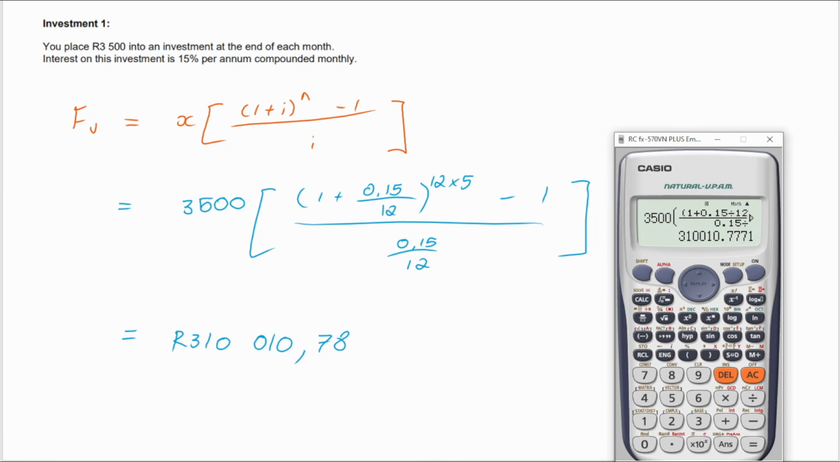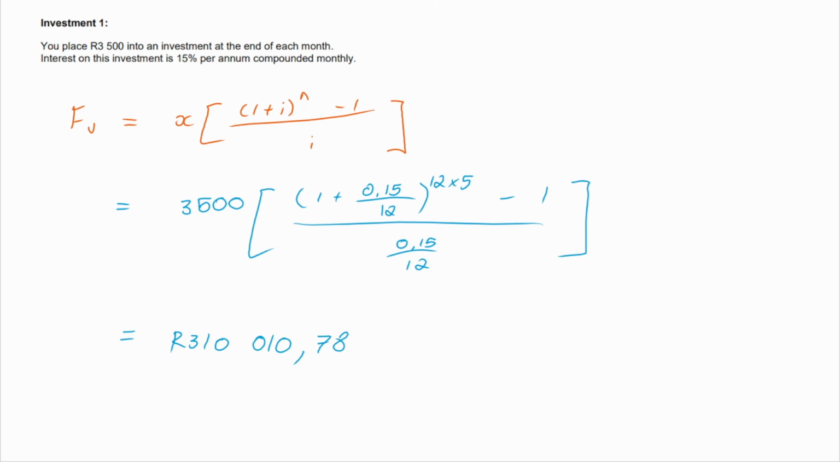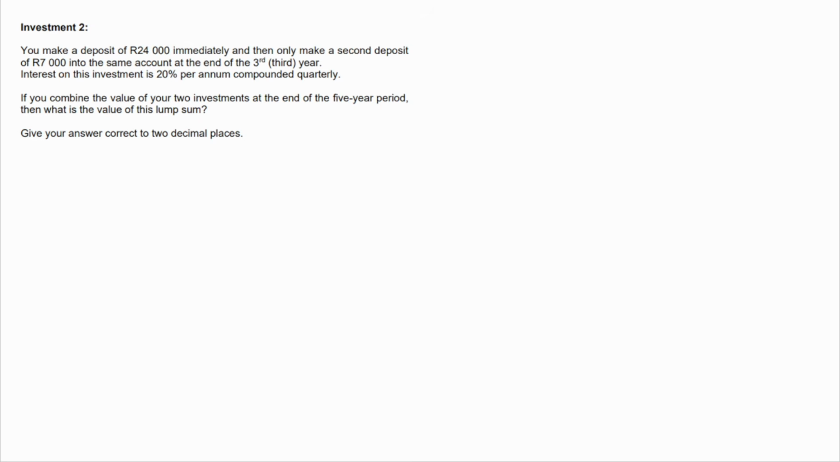All right, so this is just for investment 1. So I think it's useful to split them. That's why I've split them in my calculations here. So yeah, essentially this is investment 1. Now let's look at investment 2. All right. So this one isn't future value because we're not making regular payments every month.